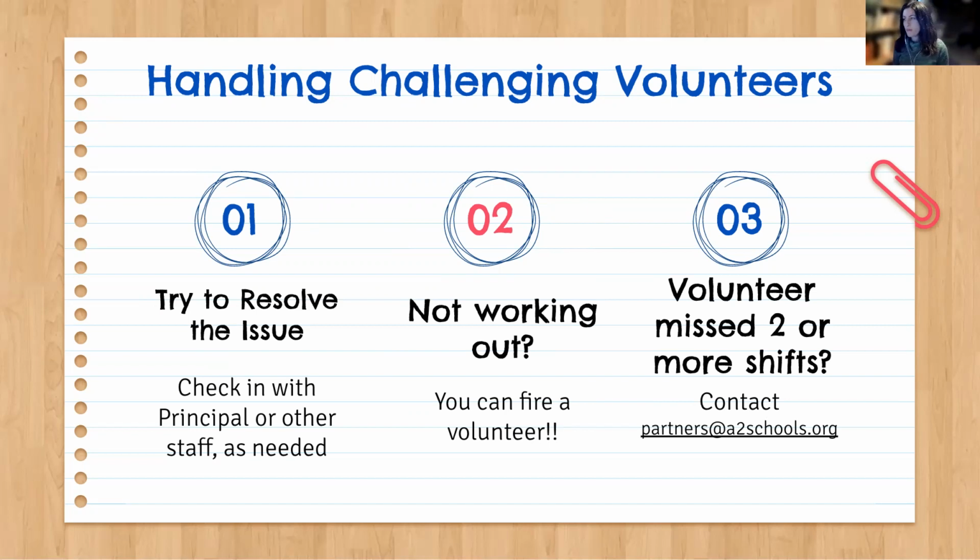our partners' email. Again, if volunteers are missing many shifts, we want to try to deal with those issues as quickly as possible. So if they're missing at least 2 shifts, they haven't shown up, they haven't told you that they're not showing up, you can let us know and we will try to help resolve that issue.